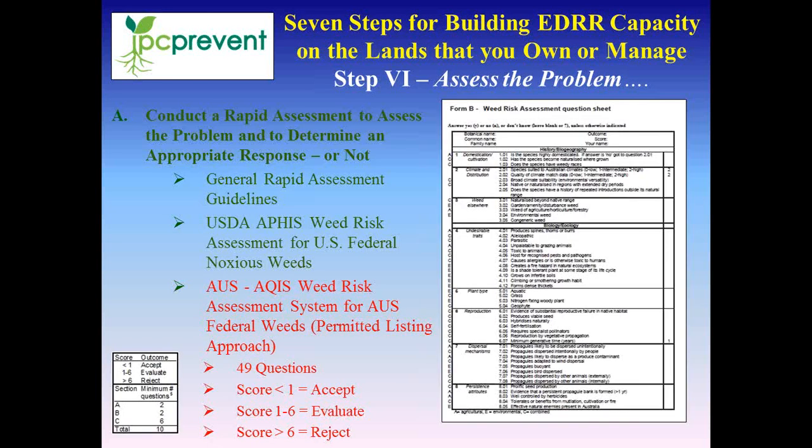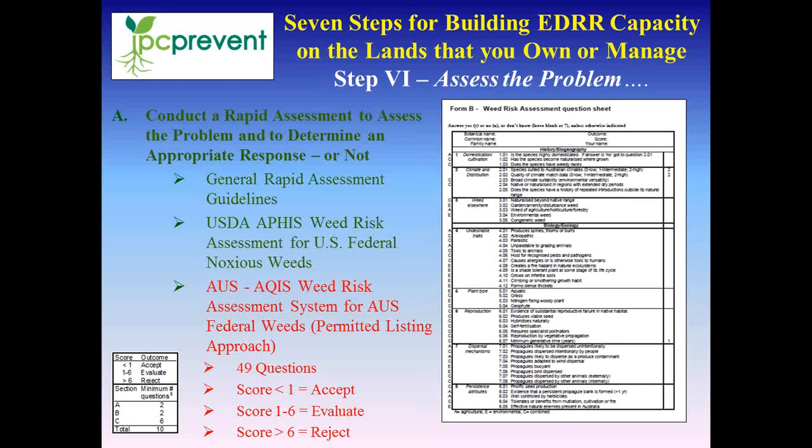So the other formal risk assessment system that I've always enjoyed working with is the Australian Quarantine Inspection Service system. It was created by a fellow named Paul Pheloung, P-H-E-L-O-U-N-G, from Canberra, the capital of Australia, about the mid-90s. And this thing has 49 questions, and for each question you answer yes or no, you get a score of like 1 or 2 or something like that. If you get a score of less than 1 on this thing, they say that's okay. This is a permitted listing system as opposed to the prohibited listing system that we have in the United States.